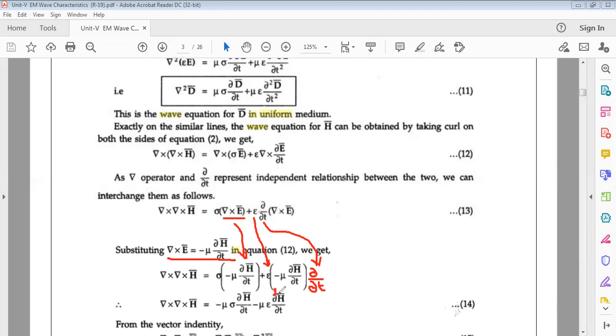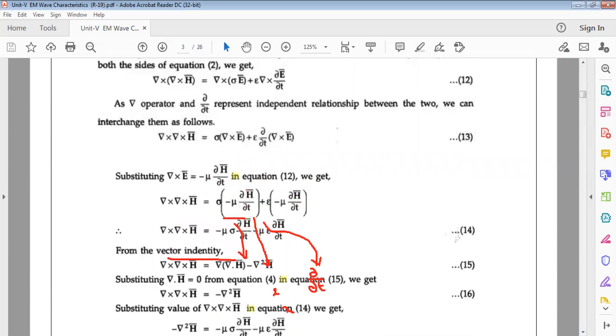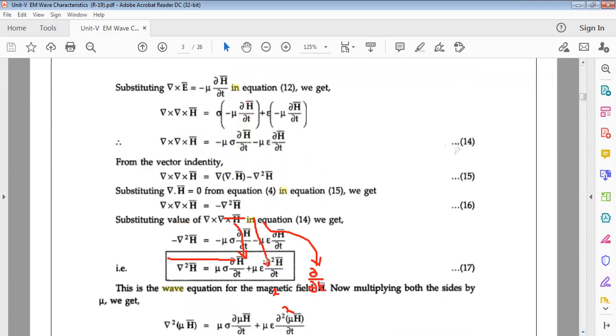Then here it becomes del square, not the del square, dou square H bar by dou t square. After that, it is minus mu into sigma dou H bar by dou t and minus mu epsilon dou square H bar by dou t square. Got it, my dear students? There is some mistake here. Then we'll get here dou square H bar by dou t square. Here also the mistake is there. Dou t square. Got it? Please note down that.